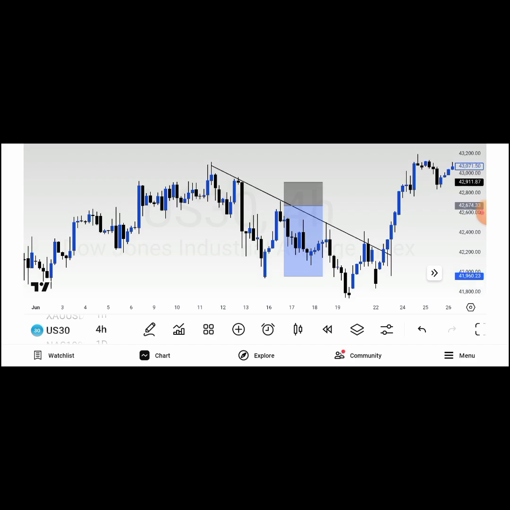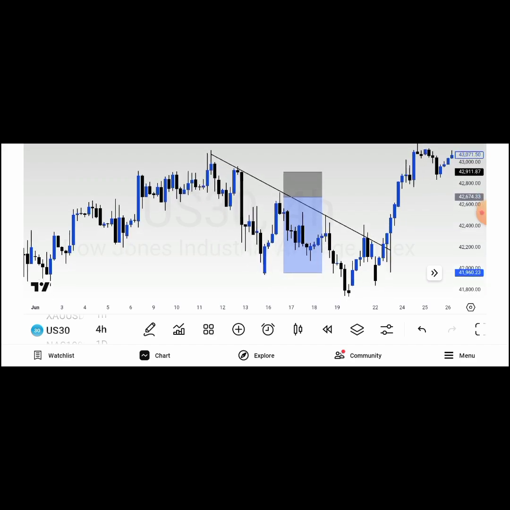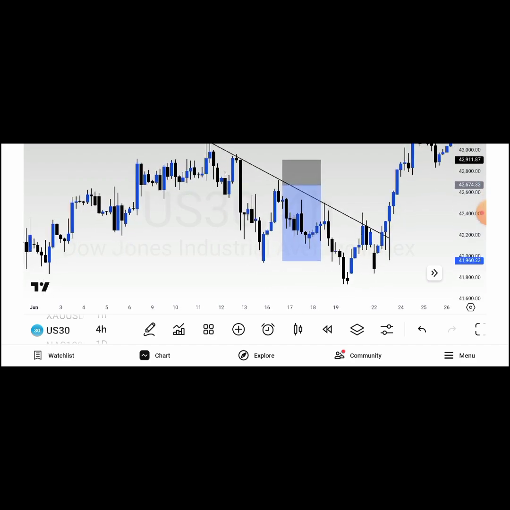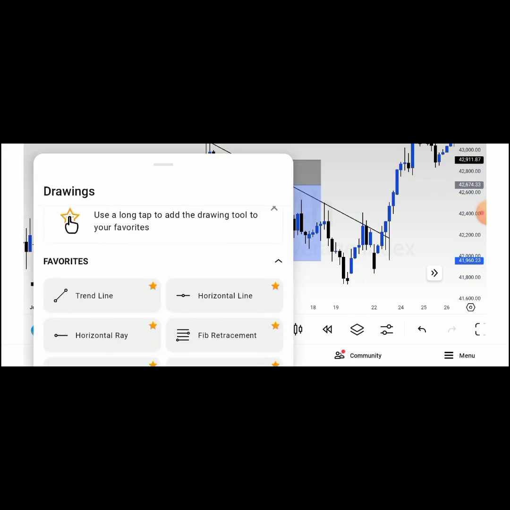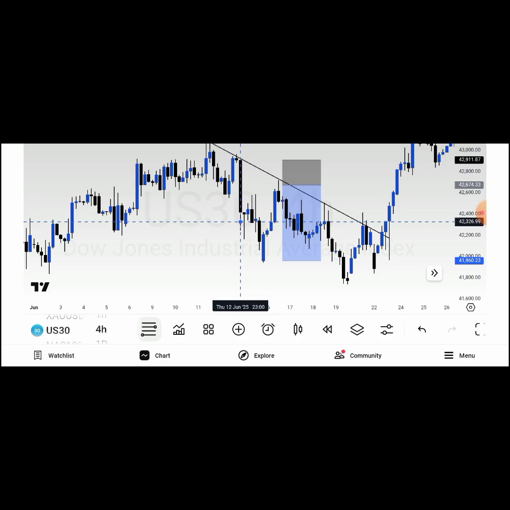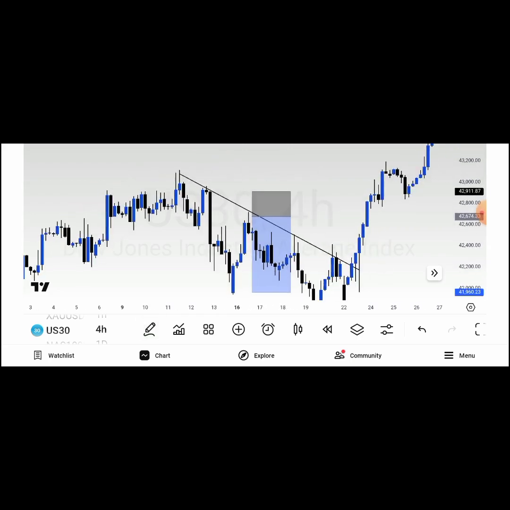There's another thing I want you to learn. It is called Fibonacci. Another tool here, Fibonacci retracement. Now Fibonacci shows you levels of possible points where the market can retrace. Now what is retracement?